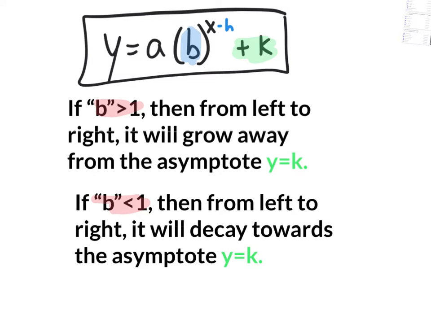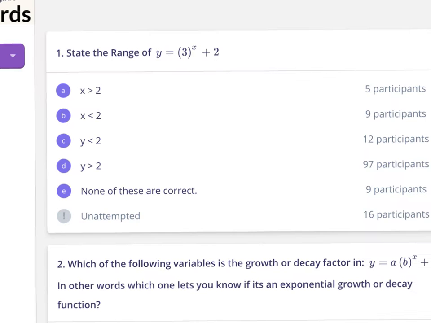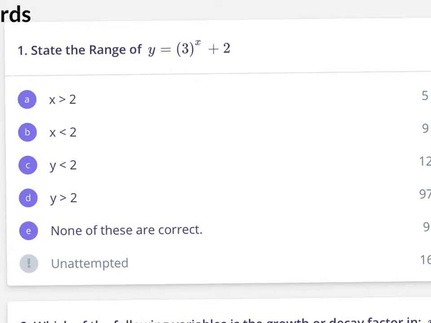Let's jump right into the quiz itself. So here's question 1. State the range. Okay, now let me actually show you this entire exponential growth function, everything that we know about this. Let's not just state the range, let's state everything. Let's begin by looking at this base. It's a value of 3. That's greater than 1. What does that mean? Is this a growth or a decay function? It's growth. From left to right, it's going to grow away from the asymptote, all right?